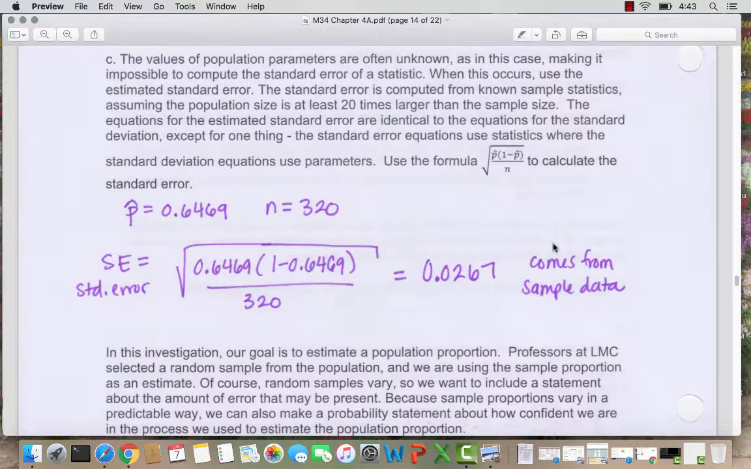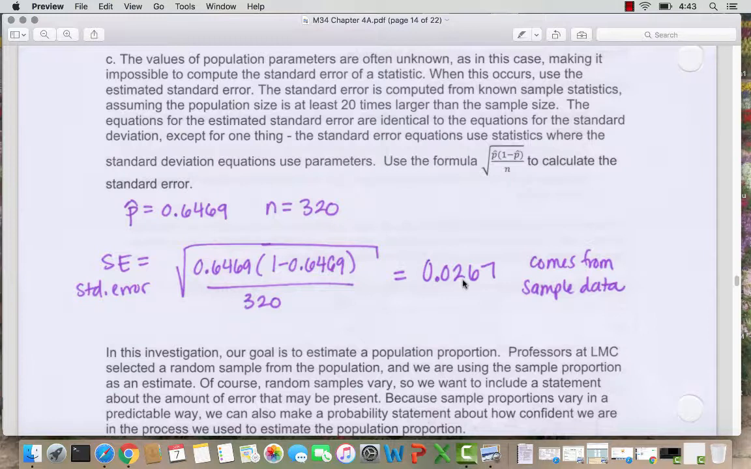So in this case, we don't know the population parameter. So we want to estimate the standard deviation. We call this the standard error equation. It uses statistics instead of population values. So we're going to use p-hat instead of p here. n is still the total number in the survey. So p-hat is 0.6469, n is 320. We can work through this calculation for the standard error. We multiply, divide, and then square root at the end, and we get 0.0267 as our standard error.